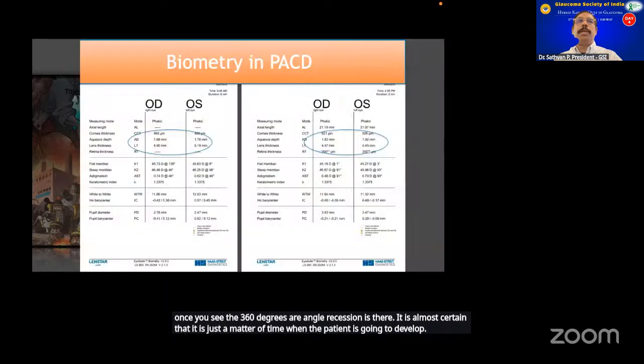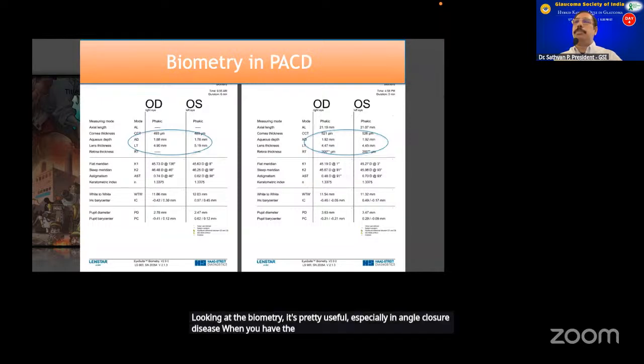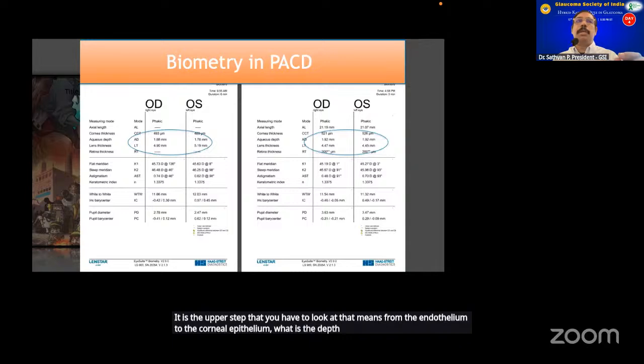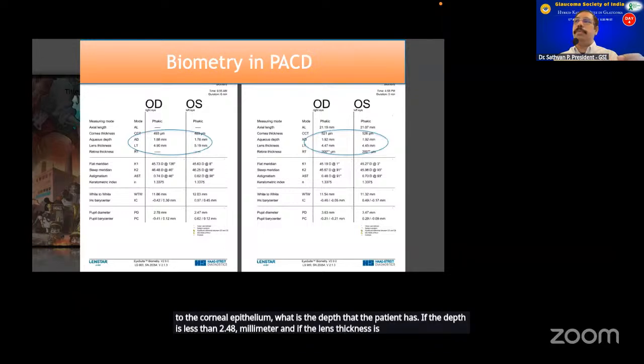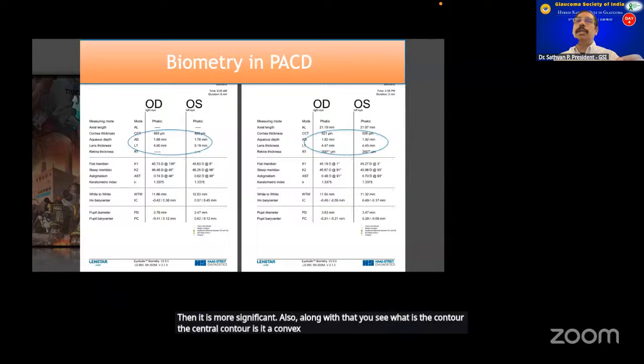Looking at the biometry, it's pretty useful, especially in angle closure disease. When you have the biometry values, especially on the aqueous depth, it is not the ACD, it is the aqueous depth that you have to look at. That means from the endothelium to the lens, what is the depth that the patient has. If the depth is less than 2.48 millimeter, and if the lens thickness is more than 4.5, then it is more significant. Also, along with that, you see what is the central contour. Is it a convex contour of the iris? So these three together help you to identify whether you can go for a YAG laser peripheral iridotomy in these patients or not.